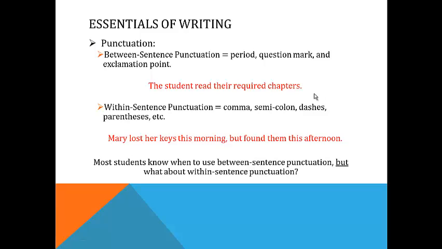There are two different categories when it comes to punctuation. The first is between sentence punctuation. There are three types of between sentence punctuation. You're looking at a period, a question mark, an exclamation point. Most students are going to know how to effectively use different types of between sentence punctuation. Students are going to know when they have a pure statement and need to use a period. Students are going to know when they're asking a question and they need to use a question mark.